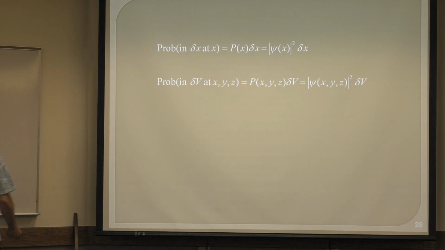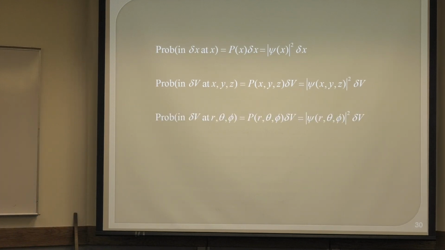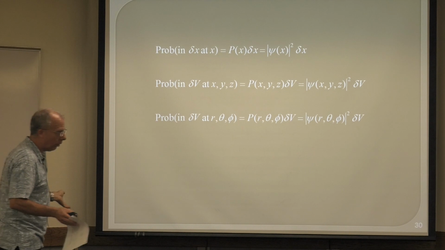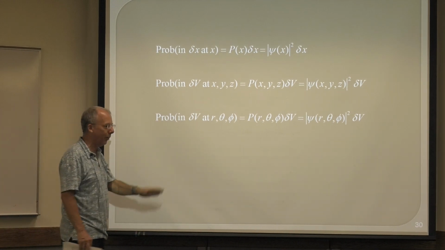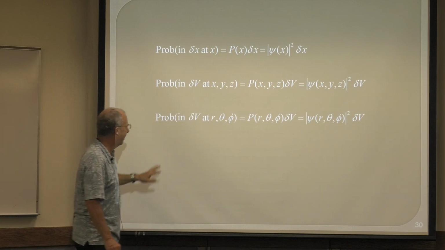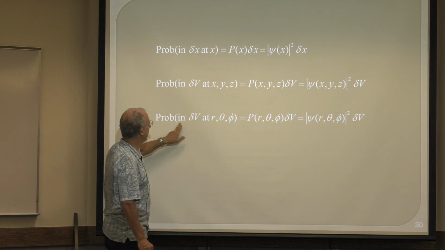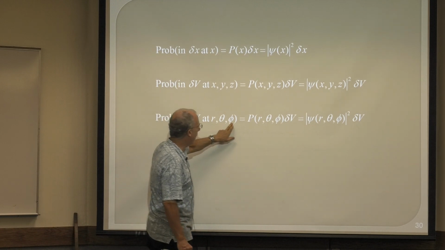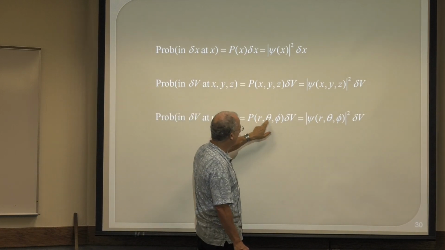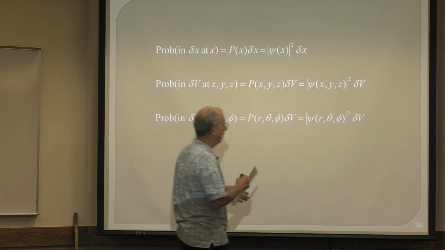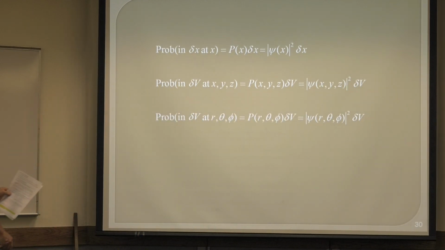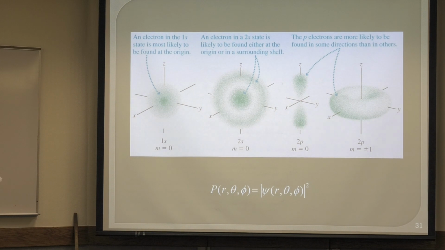So let's do it. Okay, so again, we want to use spherical coordinates, and if you're not familiar with those, don't worry about it. We're not going to actually calculate anything. So the probability in delta v at r, theta, phi is the absolute value of psi of r, theta, phi squared times dv. Okay, here's the probability. Well, the probability density, sorry.